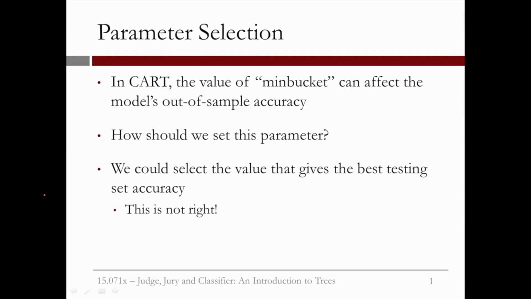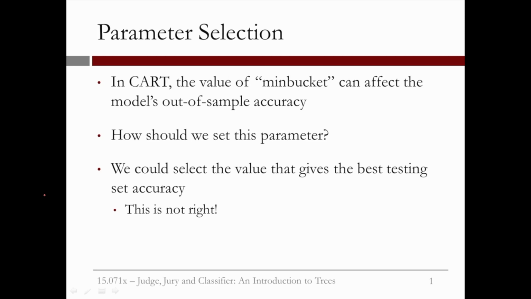In CART, the value of min bucket can affect the model's out-of-sample accuracy. As we discussed earlier in the lecture, if min bucket is too small, overfitting might occur. But if min bucket is too large, the model might be too simple. So how should we set this parameter value?